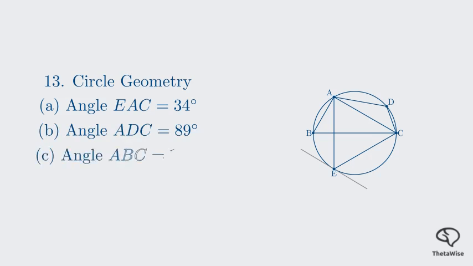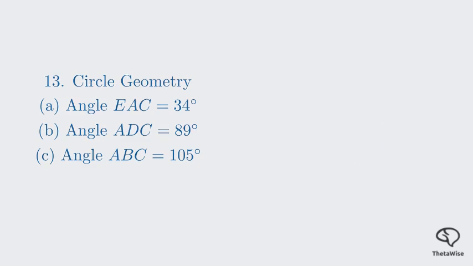For part C, ABCE is a cyclic quadrilateral. Opposite angles add to 180, so angle ABC is 105 degrees. Make sure to study the alternate segment theorem carefully, as it frequently appears in these geometry problems.